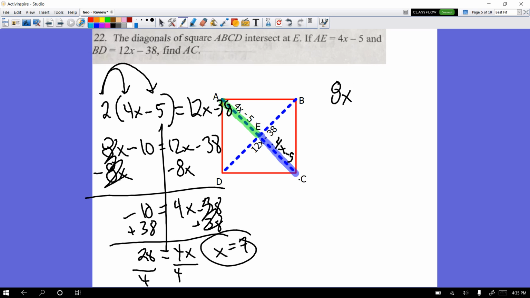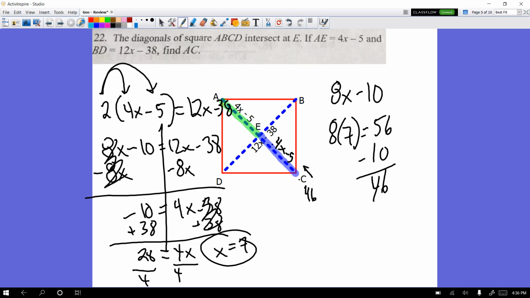Negative 5 plus negative 5 is negative 10. And we know that x is 7. So 8 times 7 is 56. Minus 10, 46. Cool. Now, if A to C is 46, then so should B to D.